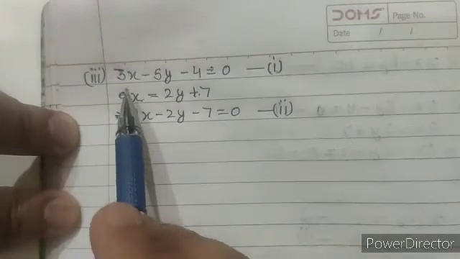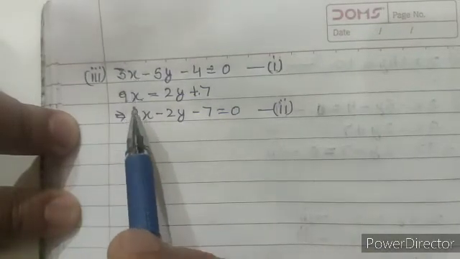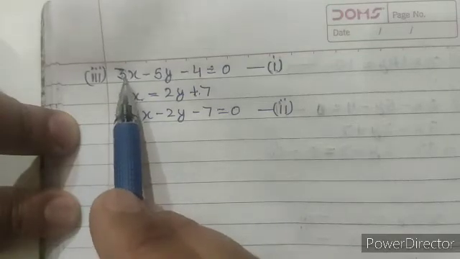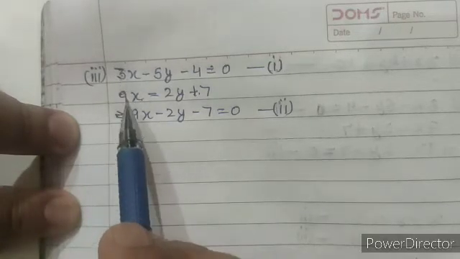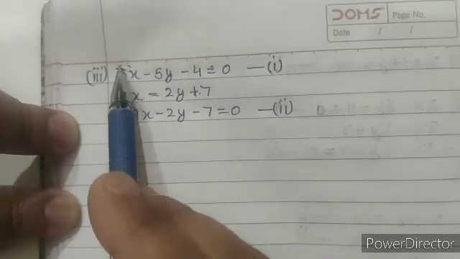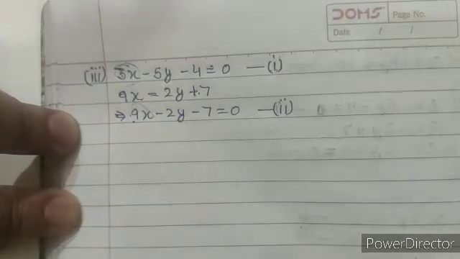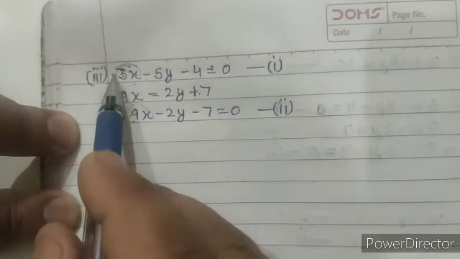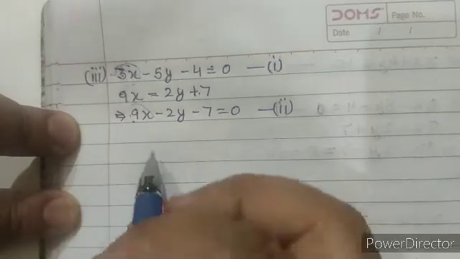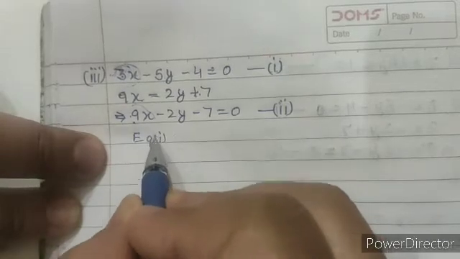Now again, here I am eliminating the variable x. Now here the coefficient of variable x in equation first is 3 and in equation second it is 9. As we know, LCM of 3 and 9 is 9. So we will convert the coefficient of x into 9. Now equation first, if we multiply this 3x by 3, that will give us 9x. So we will multiply equation first by 3.